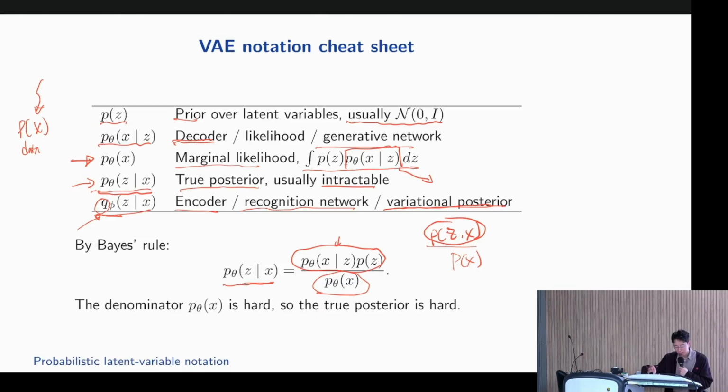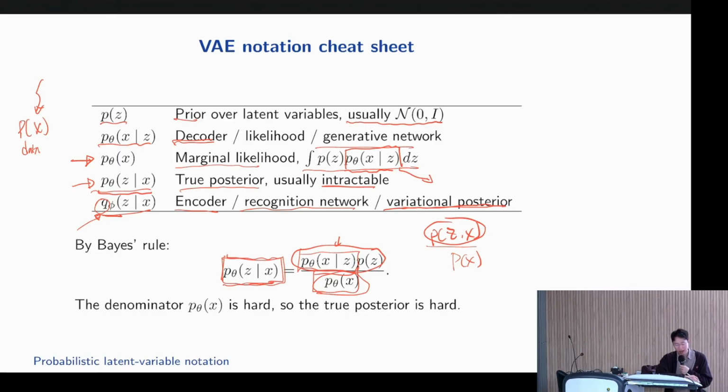So we introduced, and if you apply Bayes' rule to P of X given Z, it's related to this true posterior P of Z given X. And by the same logic, since this guy is intractable, this guy is also intractable. So our solution was to approximate the true posterior with a neural network Q, which we call the variational posterior. And this turns out to be the encoder.